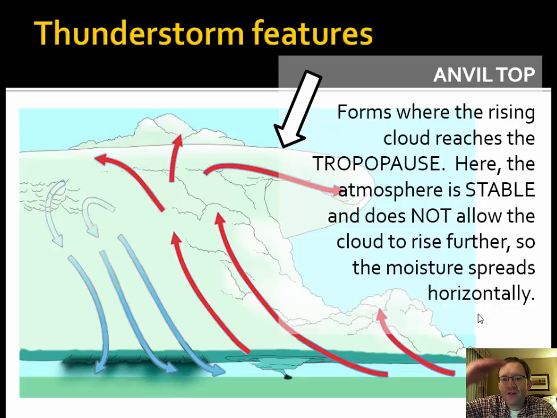What happens is the atmosphere is now stabilized above that height and the cloud can go no further up, and so the cloud starts to spread out horizontally instead.